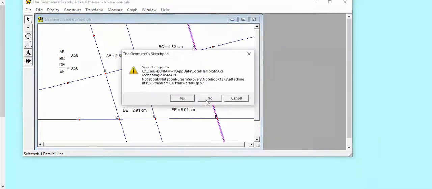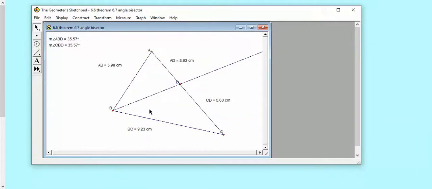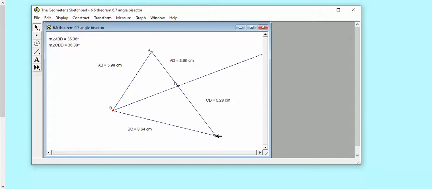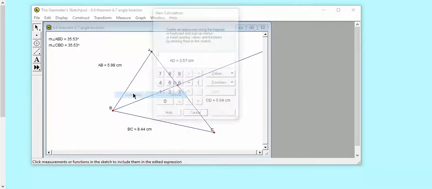And then the last one is an angle bisector. If this is our angle bisector, here I have ABD is 35.57 and CBD is 35.57. Even if I move that, I've kept that segment there. You'll see that this ray isn't always going to be an angle bisector. So what you can do is take this divided by this equals this divided by this.